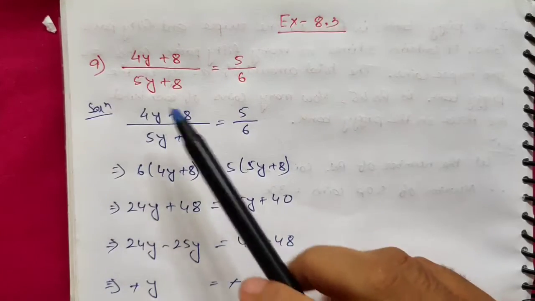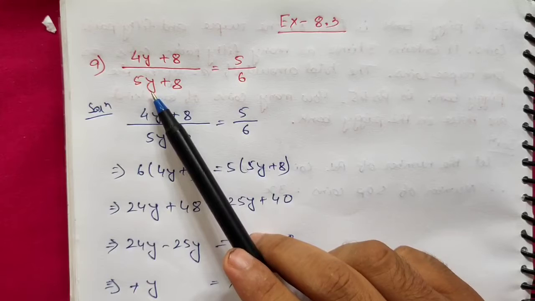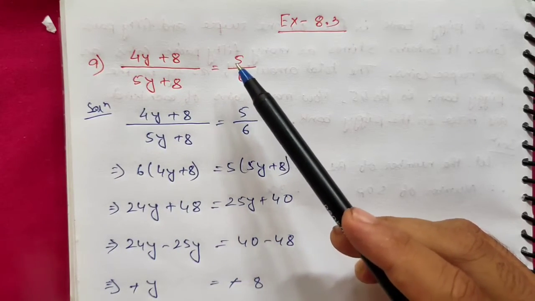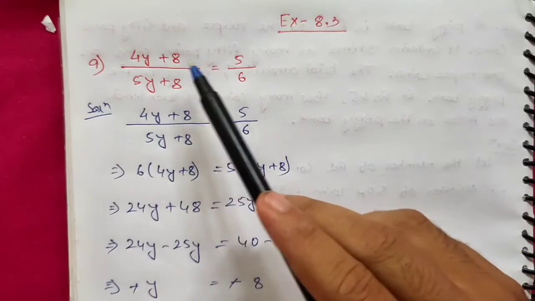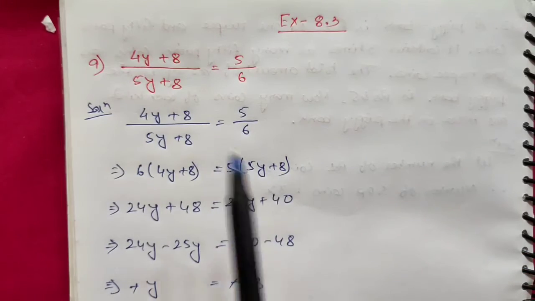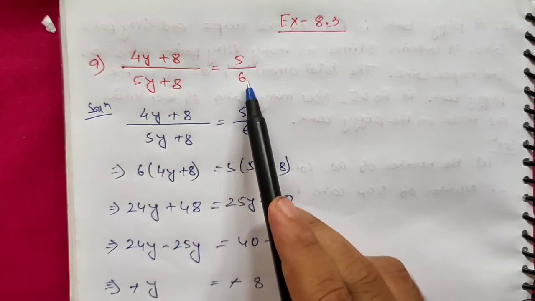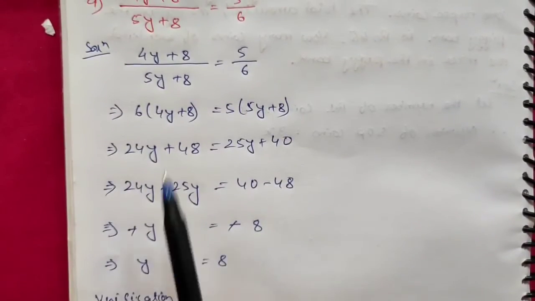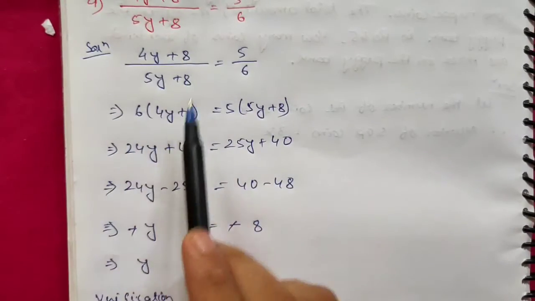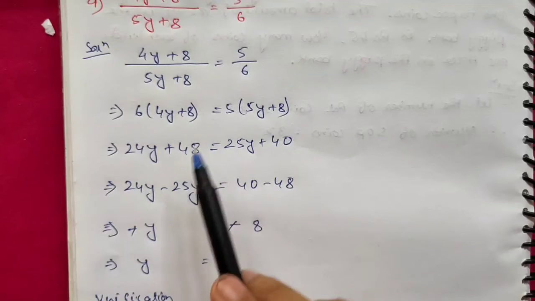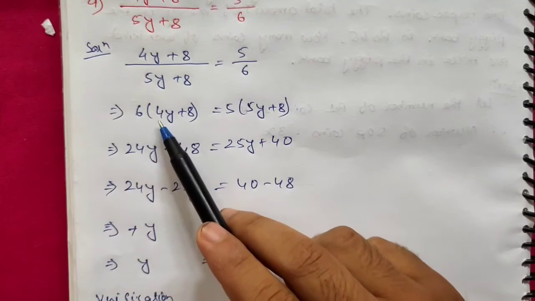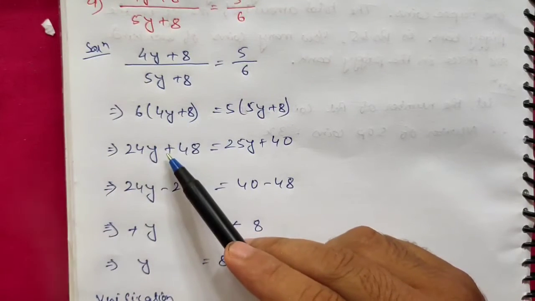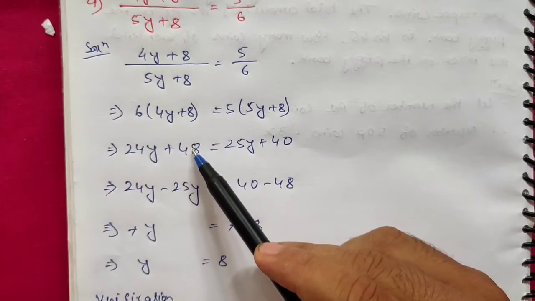Here the equation is (4y plus 8) divided by (5y plus 8) equals 5 by 6. So how we will solve this? We will solve this by cross multiplication method. So here we will multiply 4y plus 8 with 6 and 5y plus 8 with 5. Now if we multiply 6 with 4y, 6 into 4 is how much? 24y. Then plus sign plus 6 into 8 is 48, right?